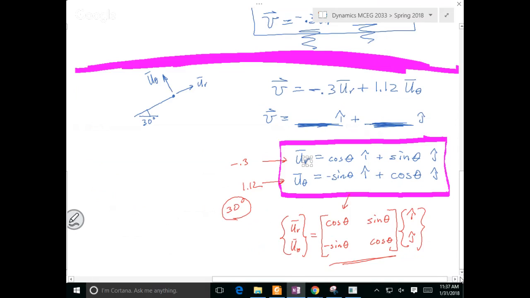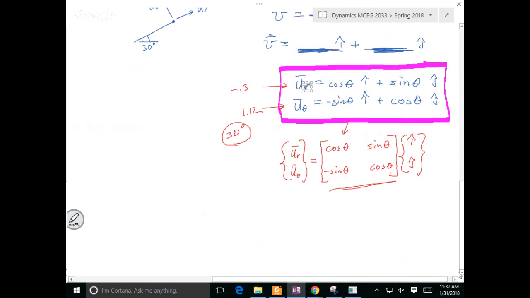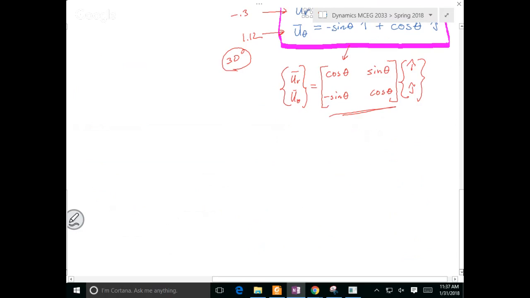First step. So really what you want to do is this: cosine theta, sine of theta. You're wanting to multiply this number times 0.3, this number times 0.3 minus 0.3. This one times 1.12, and this one times 1.12. It looks pretty ugly.